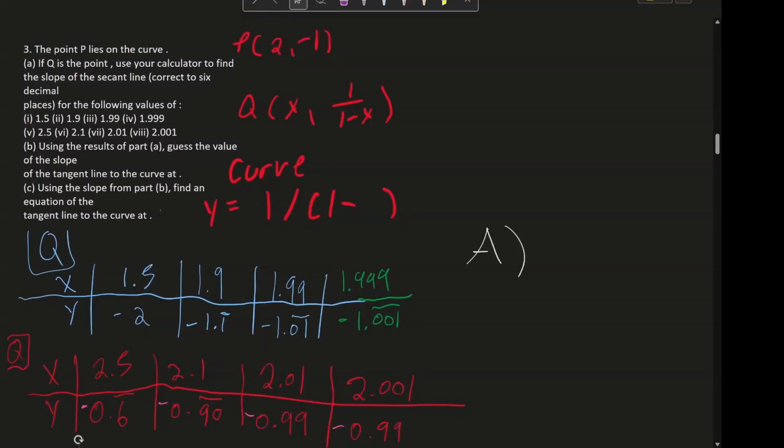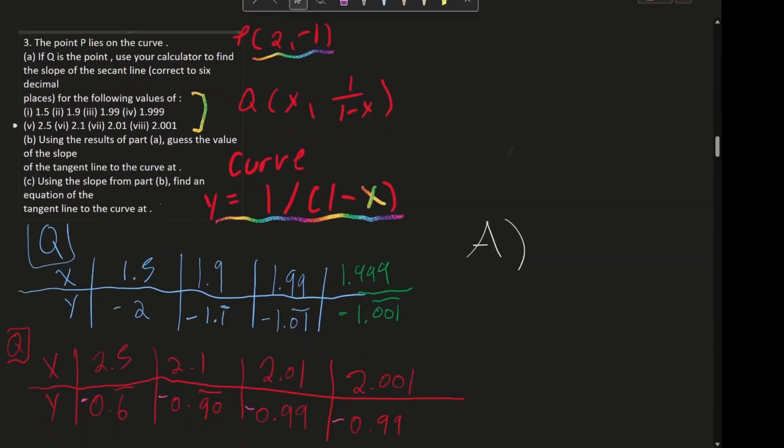This is question 3 from section 2.1, the tangent and velocity problem in Stewart's 7th edition calculus book. Question 3 says, if point P, the point (2, -1), lies on the curve y equals 1 over 1 minus x, then calculate the slope of the secant line for the following values, parts 1 through 8.